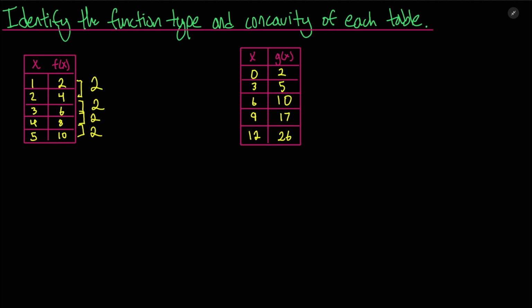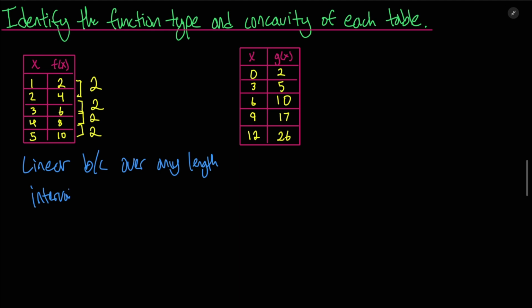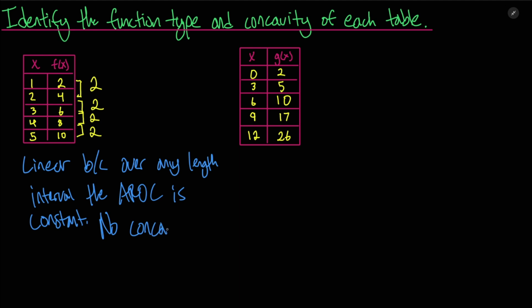So if we want to write that into a sentence, this is linear because over any length interval, the average rate of change remains constant. And what do we know about linear functions? They have no concavity. And that's because the average rate of change remains constant.